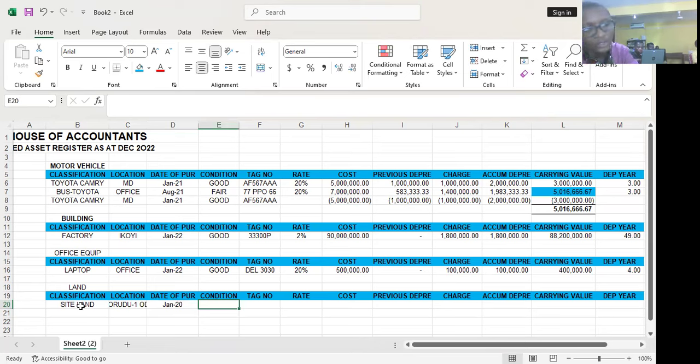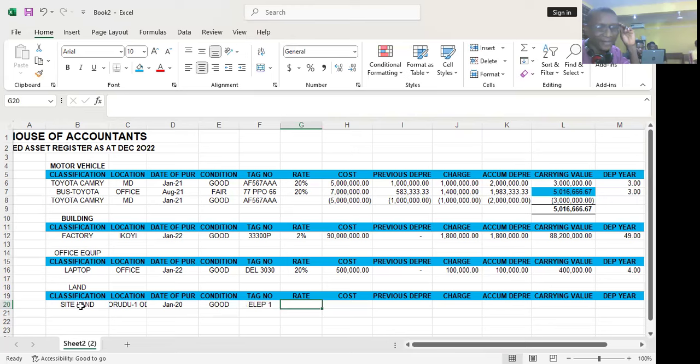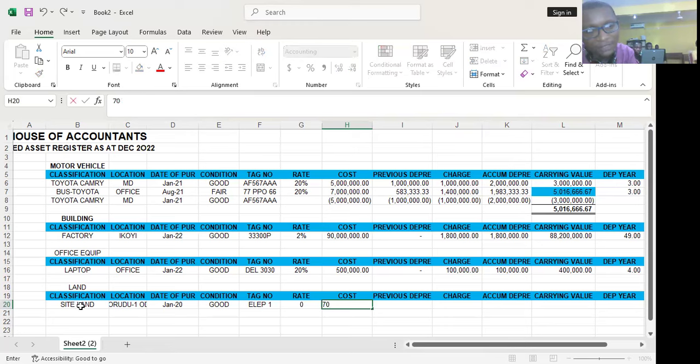Condition, Virgin Land. We can say Virgin Land or whatever you want to put. If it is fenced, you can say fenced, whatever you want to put there. Tag number. The tag number of the building, you can say whatever, Elepe 110. That's what our madam said we should put. Rate, it will now be 0. You cannot depreciate the land. So there's no depreciation. The cost is 70 million naira.